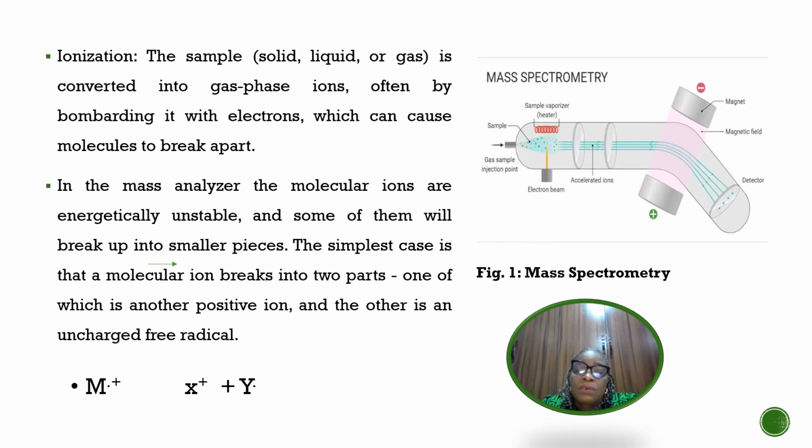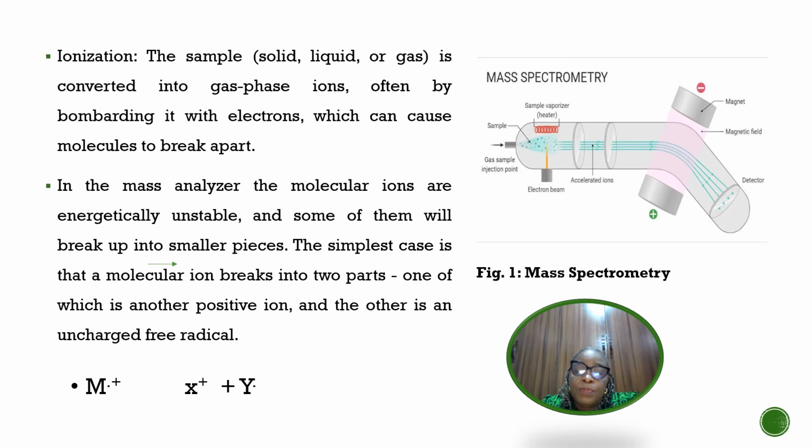As shown, M dot plus will give us X plus and Y dot. The uncharged free radical won't produce a line on the mass spectrum. Only charged particles will be accelerated, deflected, and detected by the mass spectrometer. These uncharged particles will simply get lost in the machine. Eventually, they get removed by the vacuum pump.